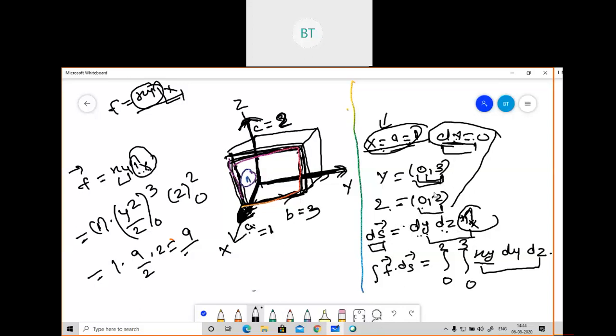I have written the value for dy dz, and the direction I need to mention. The direction will be in the x direction, so I'll write here i cap x. Since I am talking about xy i cap x, I'll take this xy from here and substitute it here. After substituting, you just need to apply the formula for integration, solve the integration problem, and your answer will come. So 9 is the answer.